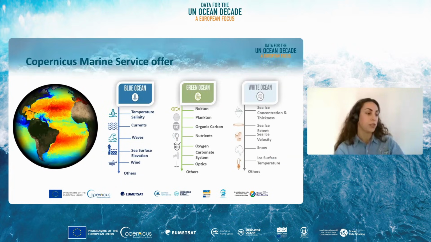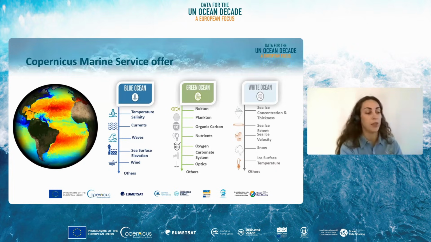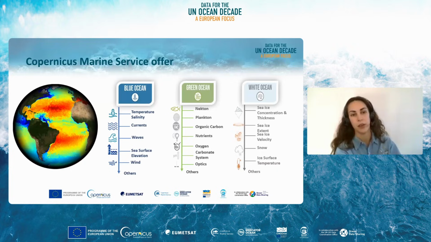The Copernicus Marine Service focuses on 3 aspects of the ocean: the blue ocean, which covers physical data like temperature, salinity, and wave height; the white ocean, focusing on sea ice parameters such as thickness and velocity; and the green ocean, which includes biogeochemical data like pH, turbidity, and phytoplankton levels. So you can see here the wide range of parameters we provide for each color of the ocean.